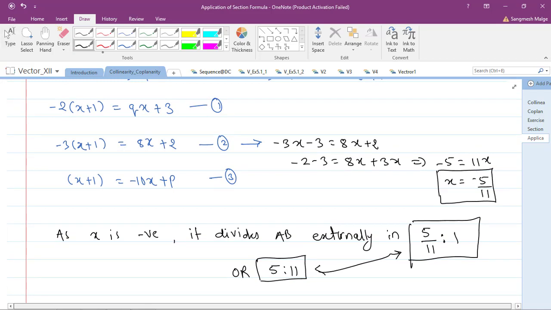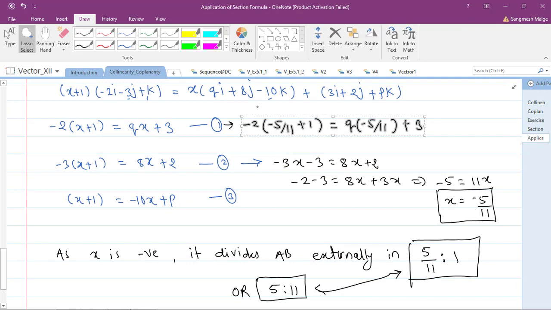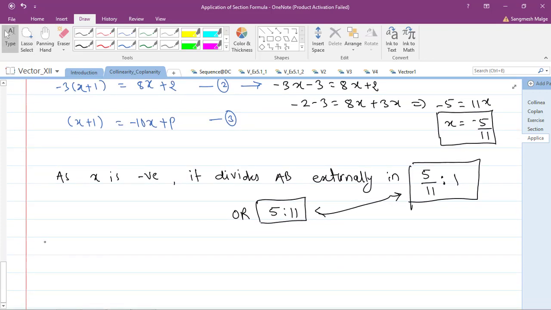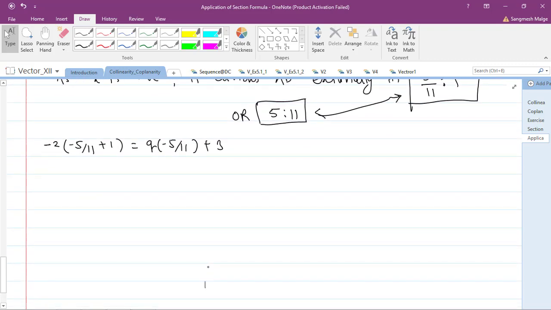So here I will solve here only. So substitute the value of x. So you will be having minus 2x plus minus 2 equals, okay, let's substitute the value of x. So it is minus 2 into x, which is minus 5 by 11, plus 1, equals to q into minus 5 by 11 plus 3. Okay, let's take this downside, it will take much space. So copy and let's paste it here and let's solve the question. So solve for this q.